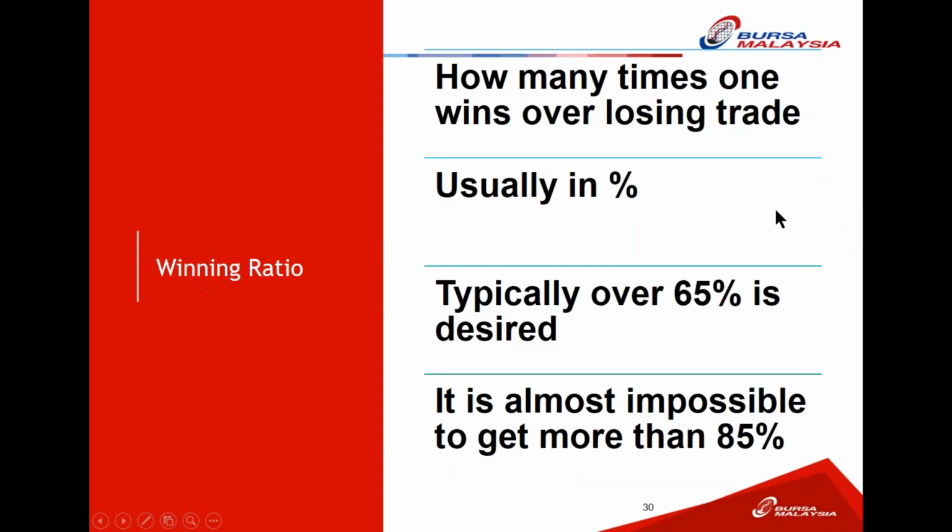Okay, let's move on to another important element in risk management, which is the winning ratio. How many times does one win over losing trades? This is very important. If you have 0 wins and 1 losing trade, you can't make money. You ought to have some percentage. Usually it's defined in percent. That means out of 100 trades, or even 1,000 trades, or even 10 trades, but 10 trades will be too little. How many percent is your winning and how many percent is your losing?